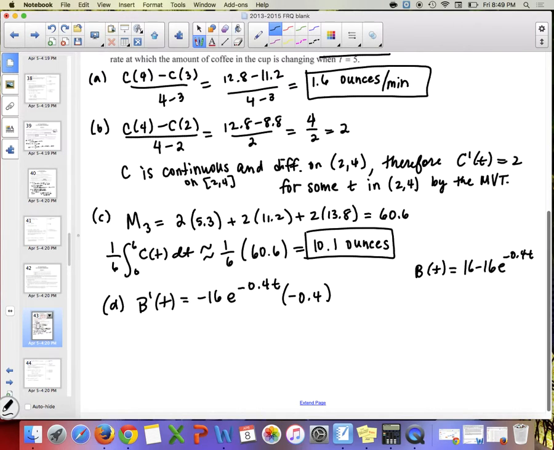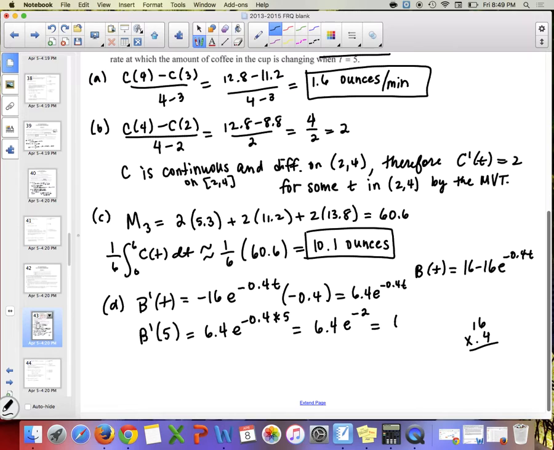All right, so if I'm finding this, 16 times 0.4 ends up being 6.4, so you can do that off to the side if you aren't sure. So we get 6.4 e to the negative 0.4t. And if I want b prime of 5, I plug it in. So I get 6.4 e to the negative 0.4 times 5, which is 6.4 e to the negative 2, which you can leave like that, or you could write it as 6.4 over e squared.